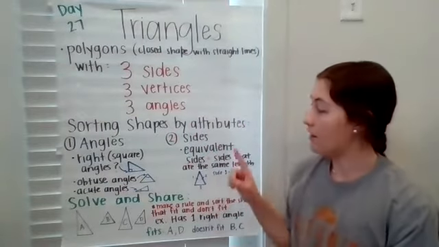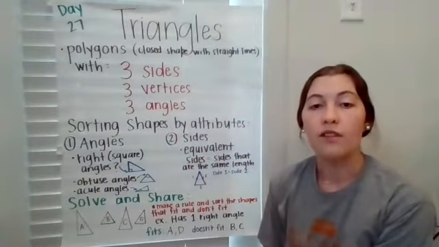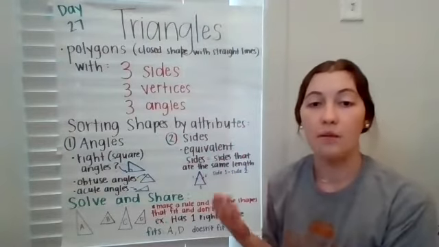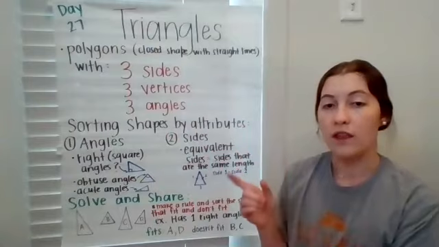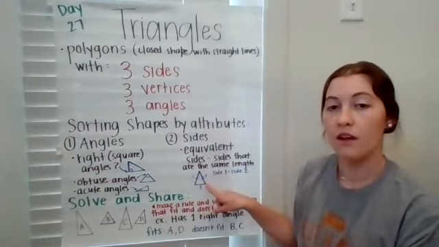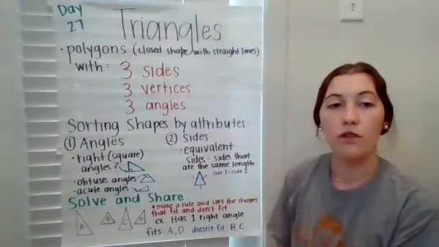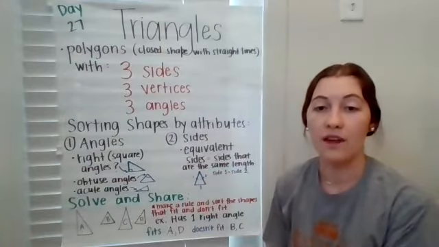Or you could also sort them based on their sides. So you could look at the sides of the shape and see if there are any equivalent sides. So equivalent means sides of the same length. We hear that word equal in there, so sides of the same length. So here I have a triangle that has equivalent sides right here and right here. And so you could sort based on whether they have any equivalent sides or not.